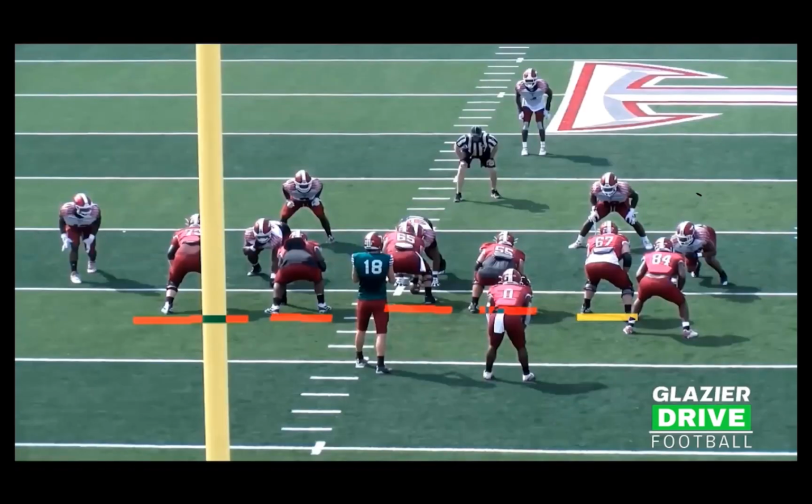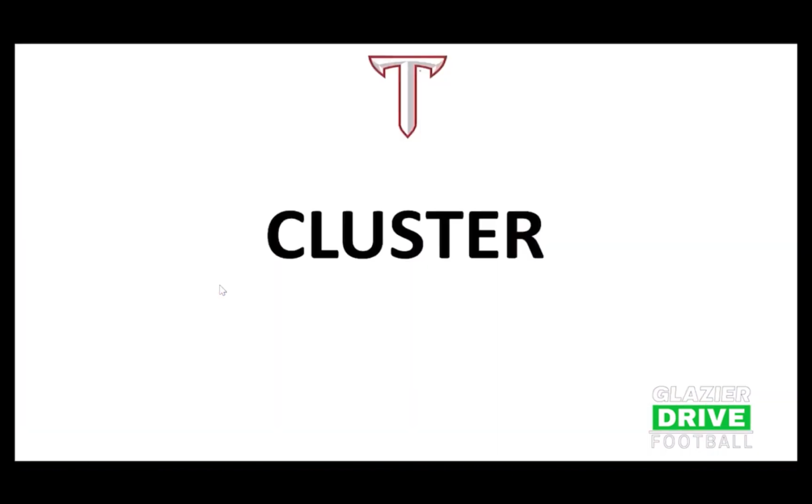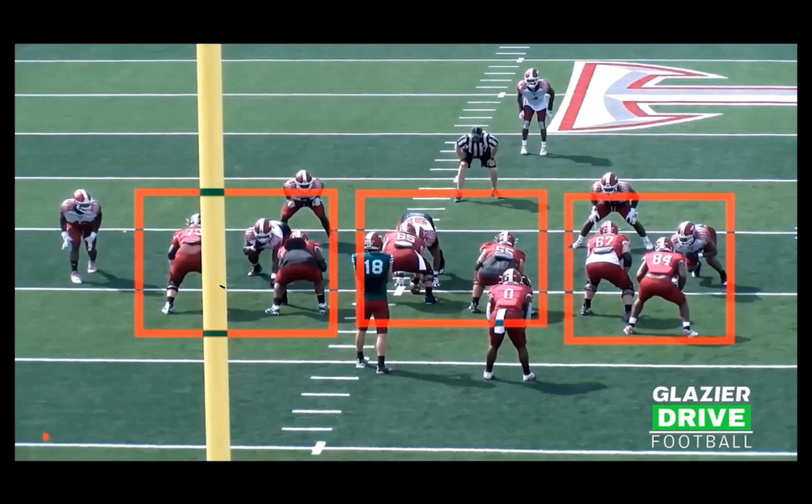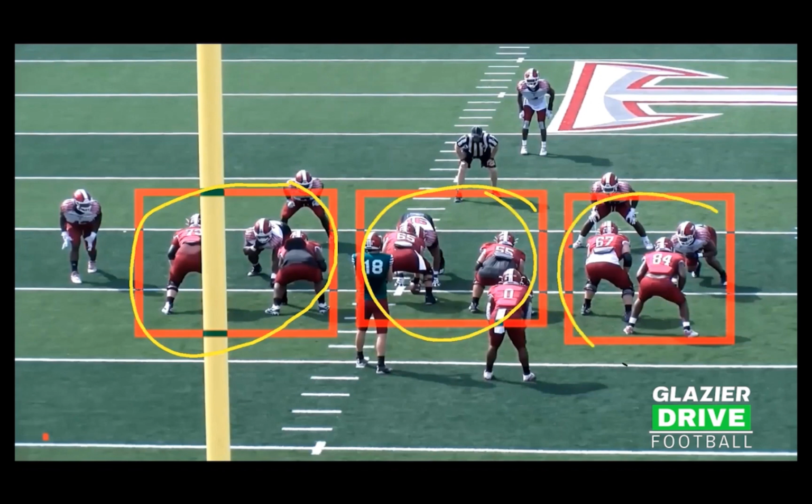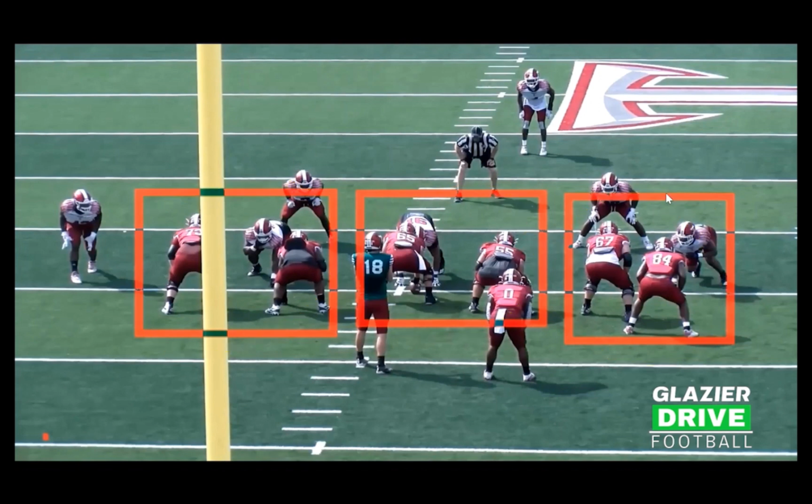Covered players: the guard's got a guy in his gap, the center's got a guy head up on top of him, the other guard and the playside tackle are covered up. Clusters. When we run our clusters versus an odd front and tight zone, it's now the playside tackle and playside guard, the center and backside guard, and the backside tackle, sometimes the tight end.